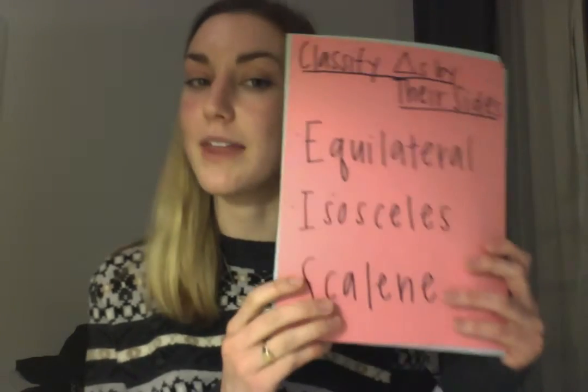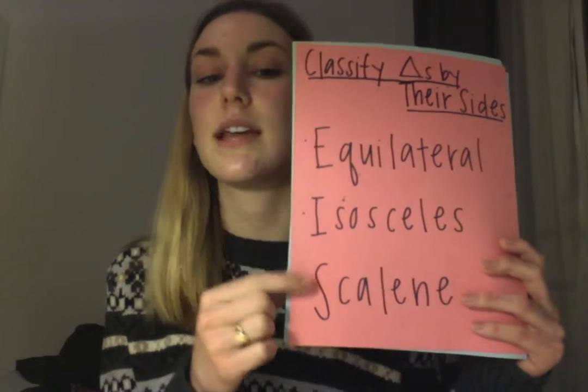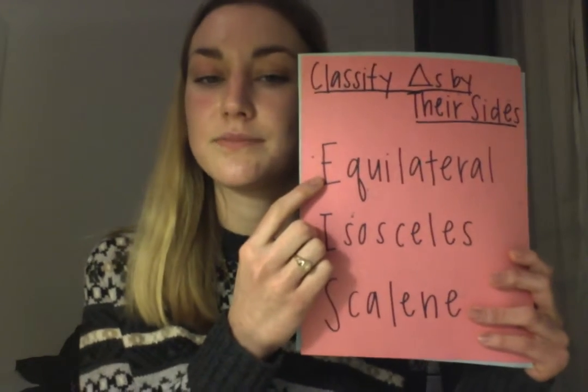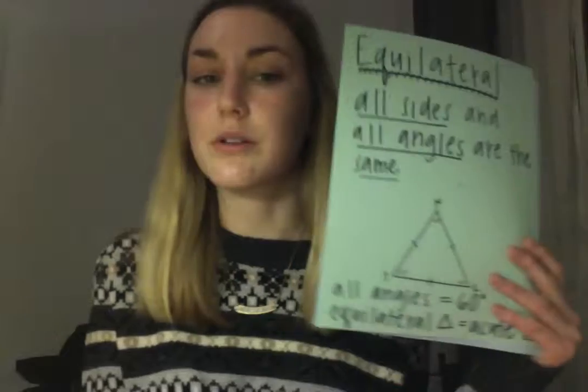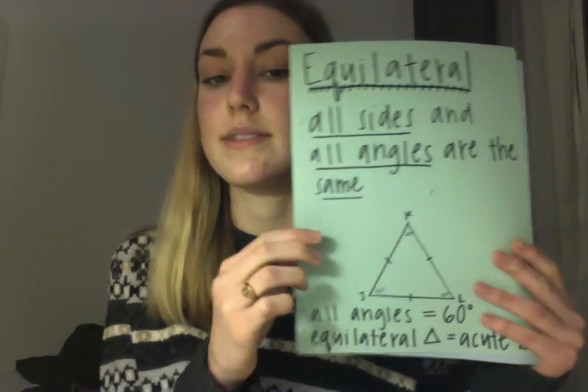Now, in terms of classifying them by their sides, you have equilateral triangles, isosceles triangles, and scalene triangles. And what does equilateral sound like? It sounds like equal. And that's exactly right. Equilateral triangles means that all sides and all angles of the triangle are the same.